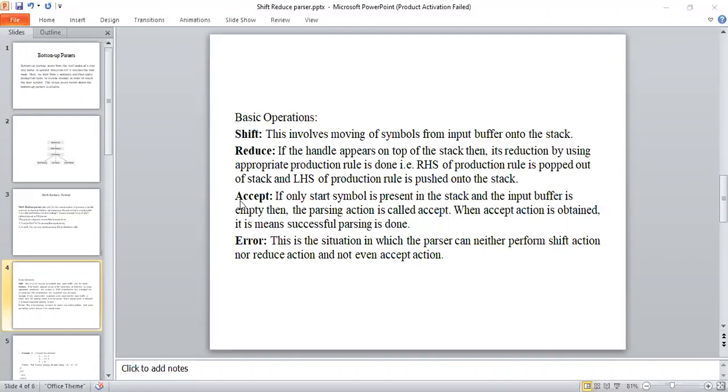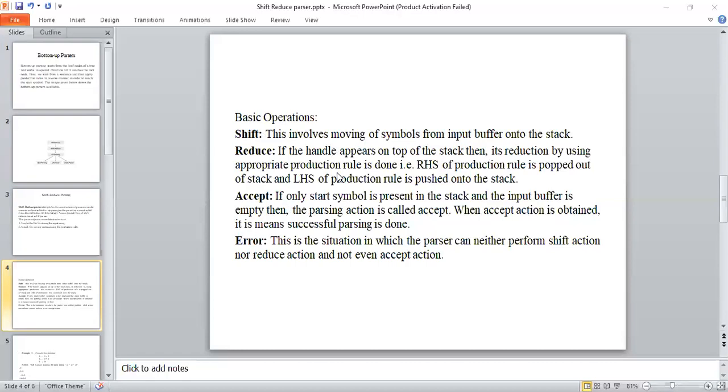The next operation is called accept. If the start symbol appears on the top of the stack, then that particular string is accepted by the shift reduce parser. Otherwise, it provides an error. So these are the four operations which are implemented by shift reduce parsers.